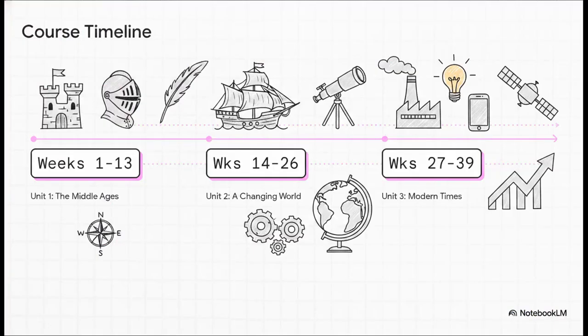So picture your school year like this. It's broken down into 3 totally distinct 13-week blocks, adding up to 39 weeks total. This means instead of just a chaotic jumble of random events, you've got a solid structure. You kick off with Unit 1, soaking in the Middle Ages. Then, right around week 14, bam, you shift gears into Unit 2, which is all about a changing world. And then you spend your final 13 weeks anchored in Unit 3, Modern Times. Each one of these blocks zooms in on a massive, undeniable shift in human history.